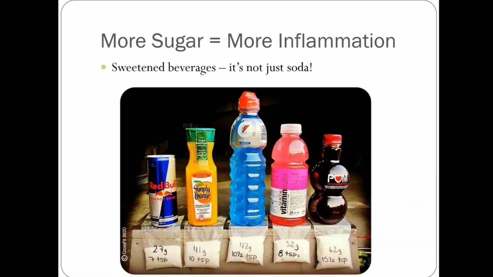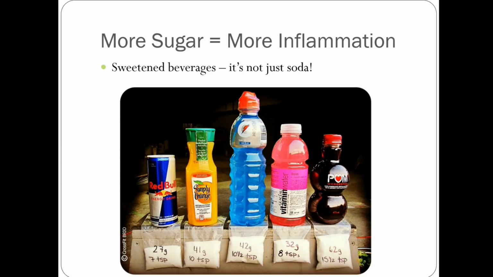And there's lots of sources of sugar. And I think one of the more common, more obvious sources would be our sugary beverages. This picture shows little packets of sugar, and this is how much sugar is added to those beverages. When you look at it in the little baggies, you can see that it might be more than we think initially.